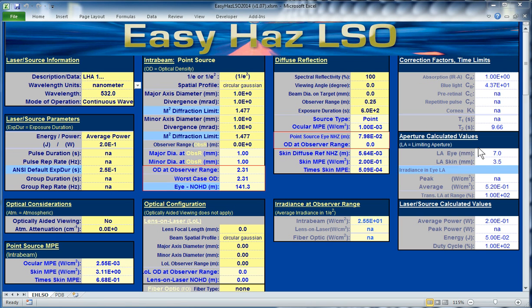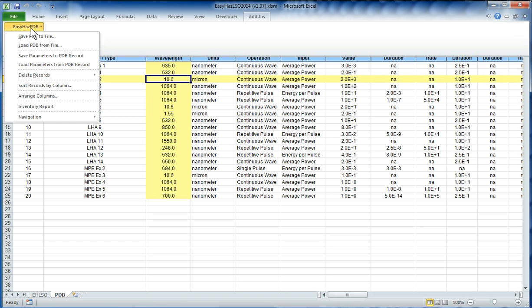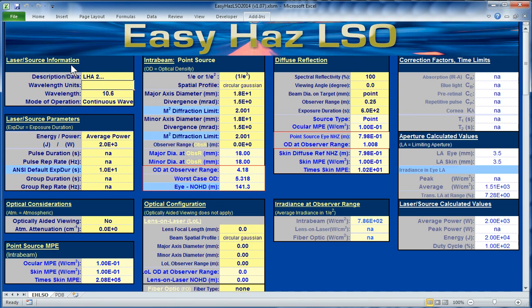Alright, so this brings us to laser hazard analysis number 2. Let's go to our PDB. And whoa, it's going to be a CO2 laser, a 10.6. Let's highlight this record and load it into the interface. Load parameters from PDB record. Alright, we have it loaded.